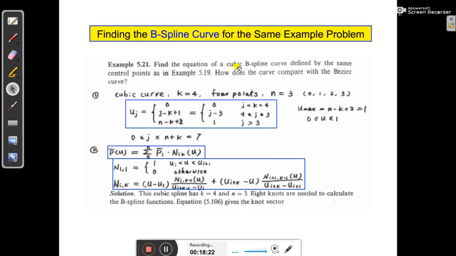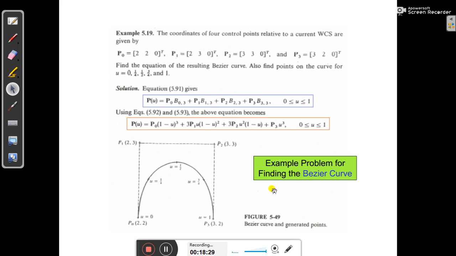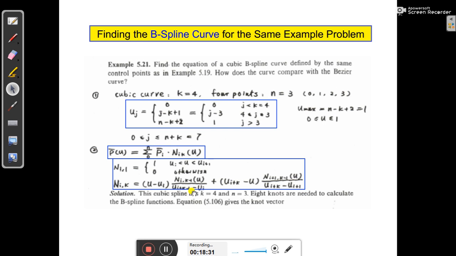Find the equation of the cubic B-spline curve defined by the same control points as in example 5.19. If it is a cubic curve, then the polynomial degree is 3, then k equal to 4, because degree plus 1 is equal to k. So we need 4 points and n equal to 3. With 4 points, there will be 3 segments: 0, 1, 2, 3.